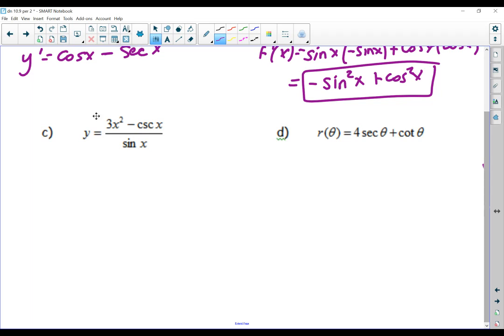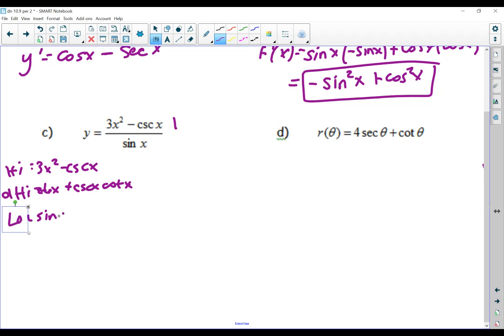Okay. Now, this is heart-shaped, but it probably doesn't help me to break the heart here, so I'm just going to do my high and my low. So my high here is 3x squared minus cosecant x. So d high would be 6x, and then the derivative of cosecant is negative cosecant x, so that makes it plus cotangent x. So it's a self-cotanner. All right, my low is sine x. My d low would be cosine x.